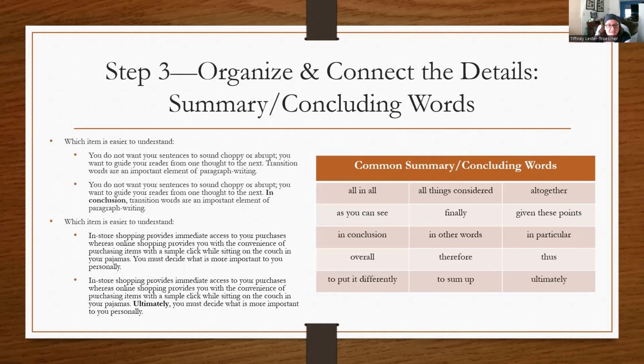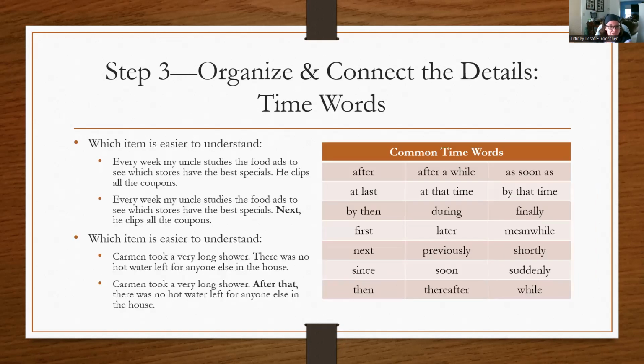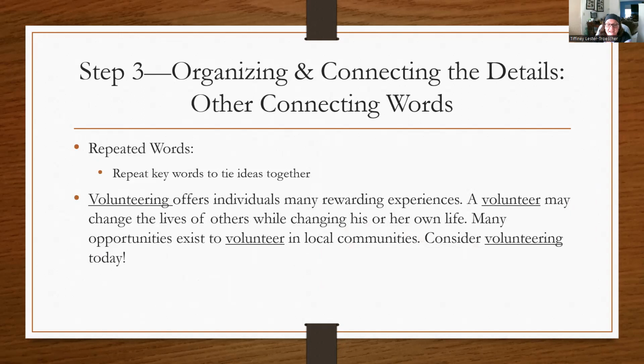You do not want your sentences to sound choppy or abrupt. You want to guide your reader from one thought to the next. In conclusion, transition words are an important element of paragraph writing. Okay. Right? And then your time words, right? First, next, then, after, soon, previously, thereafter. These you kind of get, just make sure you're using the correct one to imply the correct step in the time order, right?